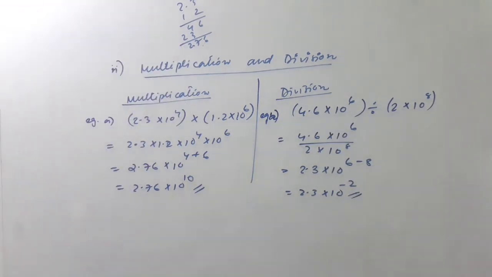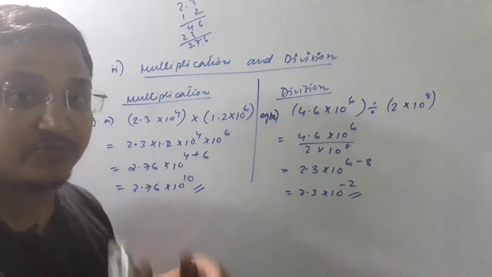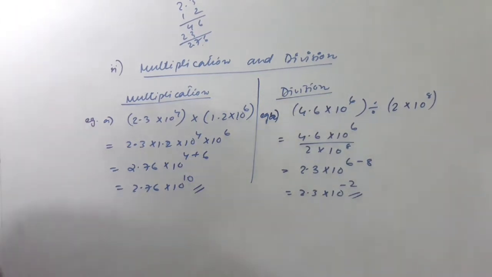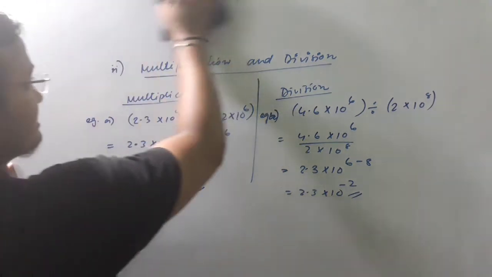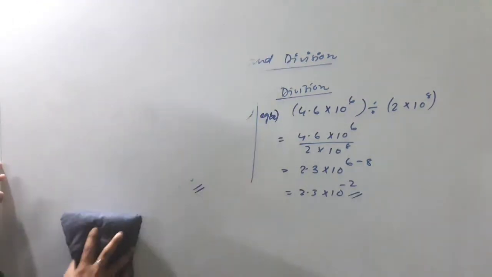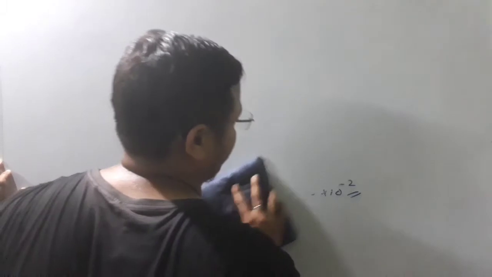It's very simple, and I have also given very simple examples. I hope you have understood these things, right? So you try to go through some of the numerical problems by yourself. Okay. So this is all about the discussion of scientific notation.